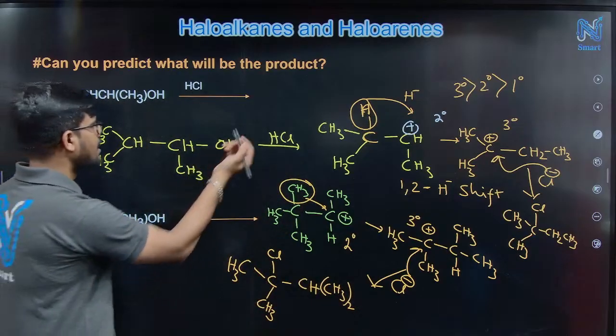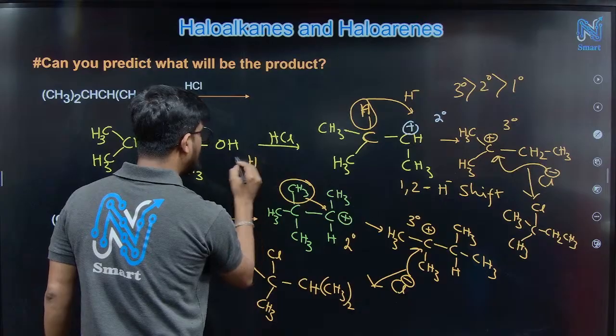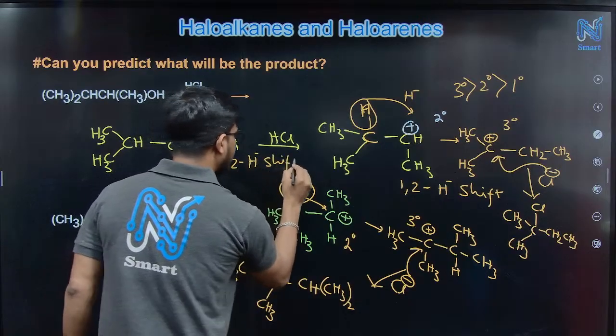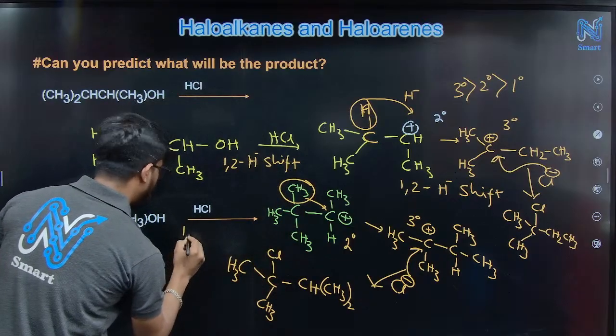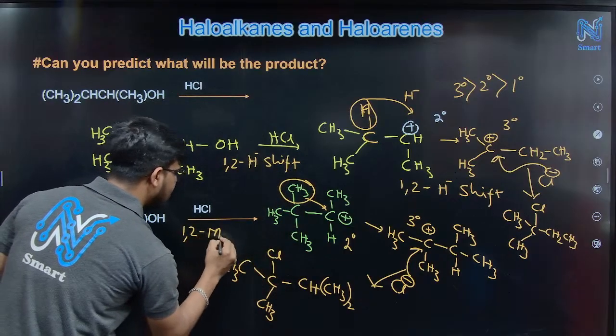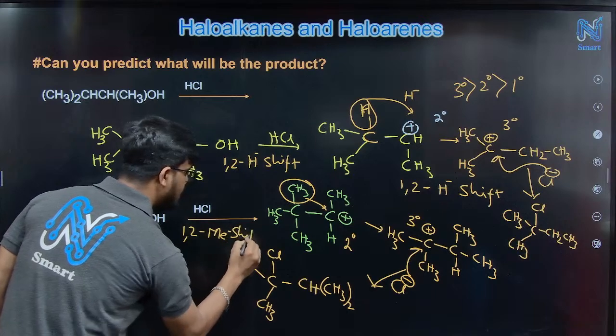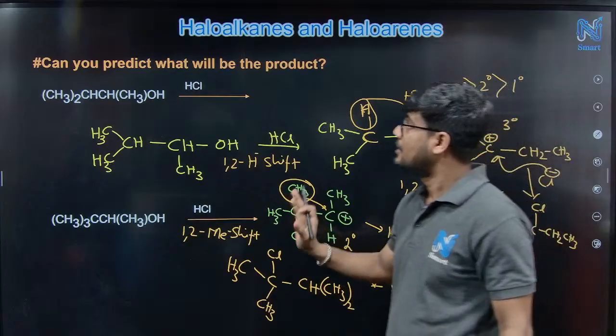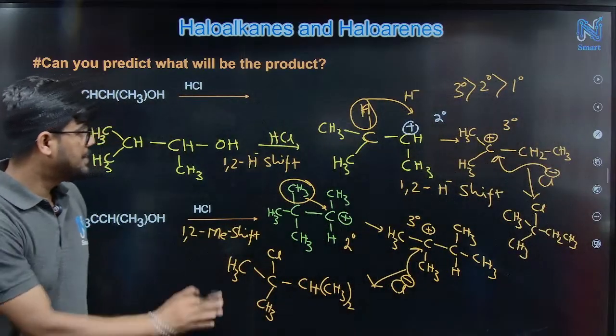So in this case, first example we observed 1,2 hydride shift. Second example we observed 1,2 methyl shift. So these two are very, very important examples, right? I hope this is clear.